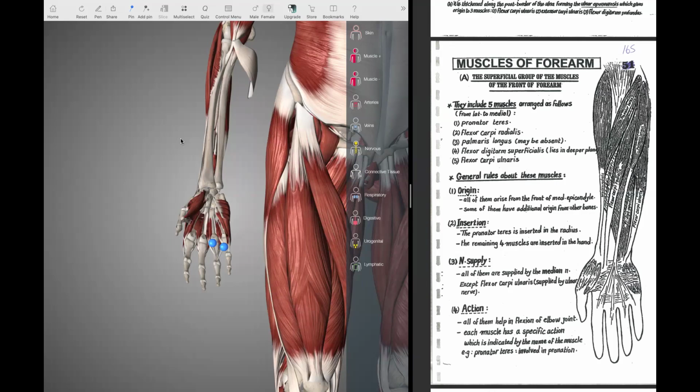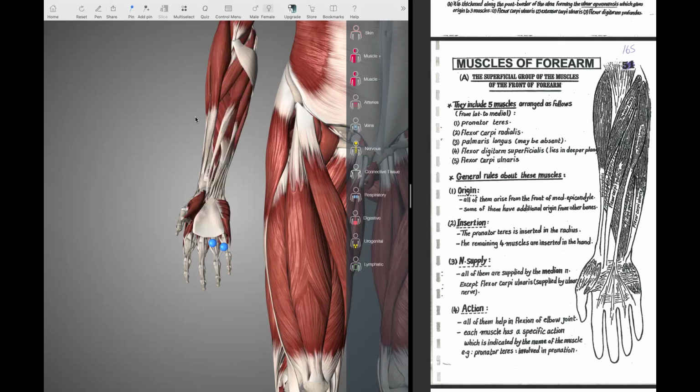Flexor pollicis longus, the quadratus. What is it called? Pronator quadratus. Yes, pronator quadratus, and the flexor digitorum profundus. Deal? Okay? Okay. All right.